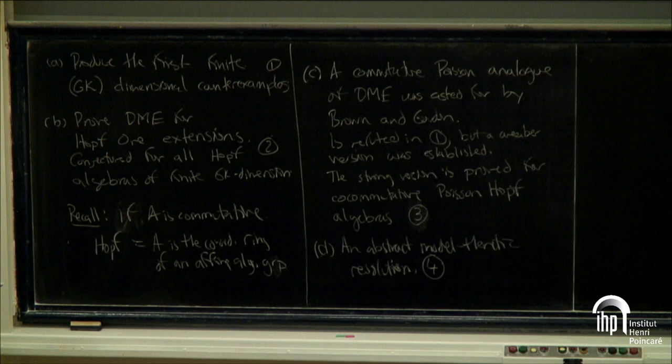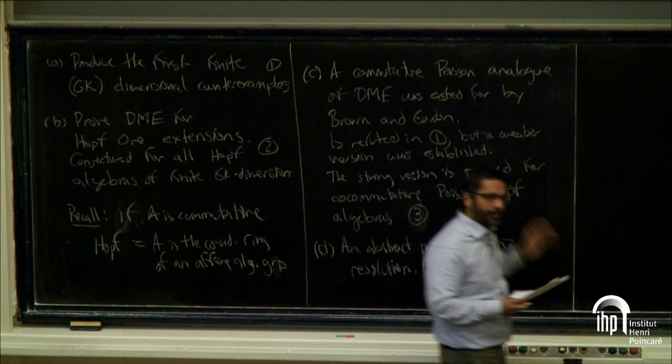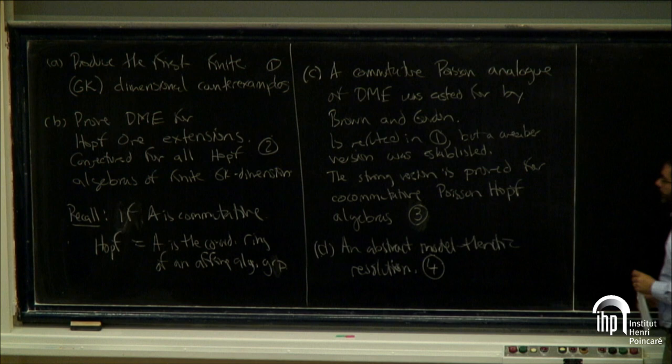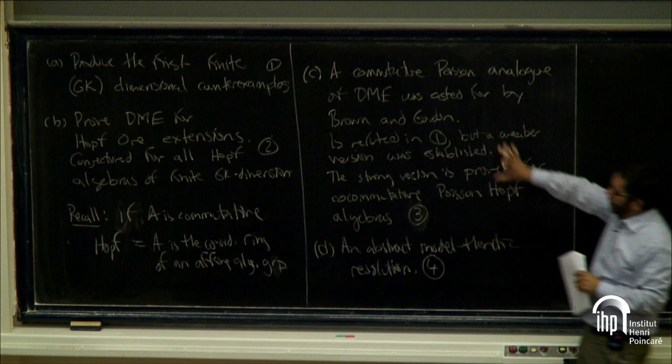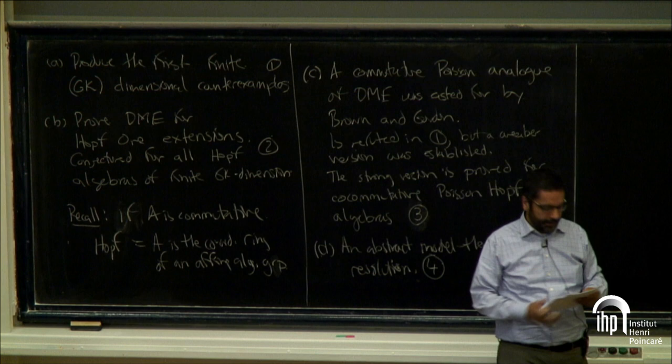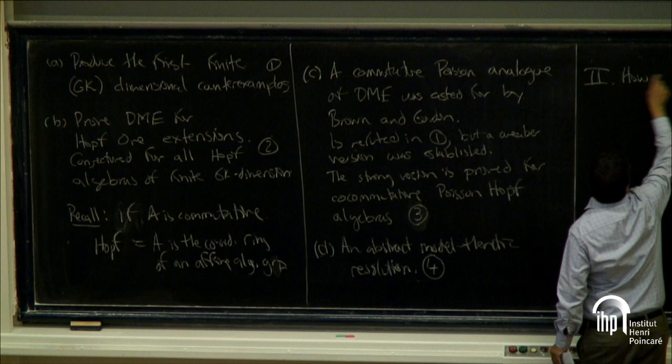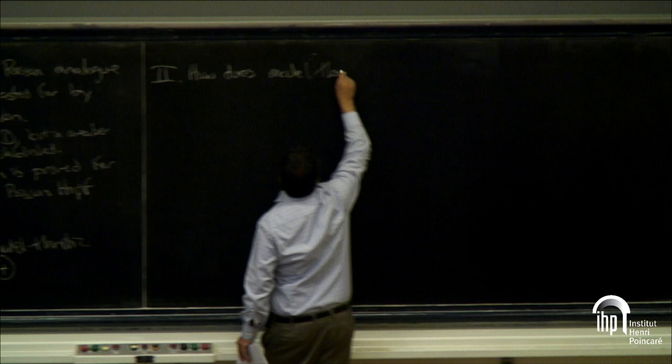I'm going to skip C entirely, even though about half the work in this stuff is the Poisson, commutative Poisson case. But I initially thought I would give an overview of all the things that have been done, but it's not possible. So I'm not going to say anything more about C, so I won't work in this Poisson context. I'll just talk about the counterexample, the Hopf case, and hopefully also the algebraic geometry case. So let's get started. So how does model theory apply?